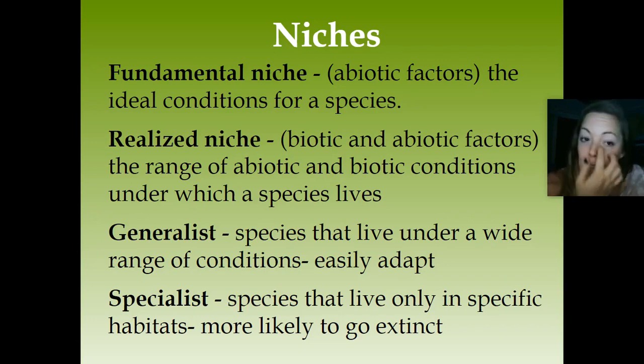All right, the realized niche is the range of abiotic and biotic conditions under which a species lives. A generalist is a species that can live under a wide range of conditions. It's easily adaptable. Okay, a specialist is a species that can live only in specific habitats. These types of species are more likely to go extinct because they can't adapt quickly.